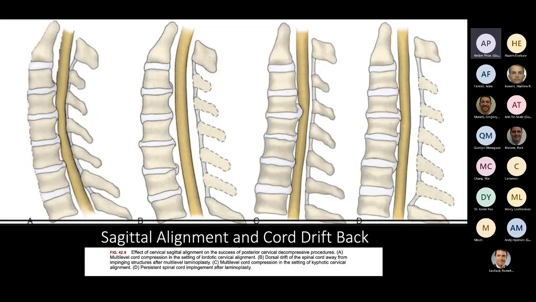This is an example of the sagittal alignment and cord drift back. On the left, A and B demonstrate a lordotic spine with the cord floating back after a posterior decompression. On C and D, you can see the kyphotic alignment and the cord remains draped across that anterior pathology.